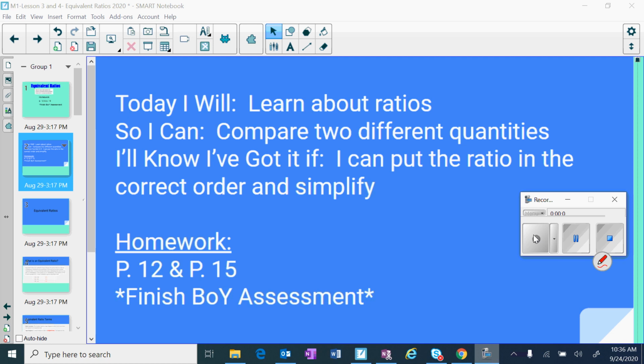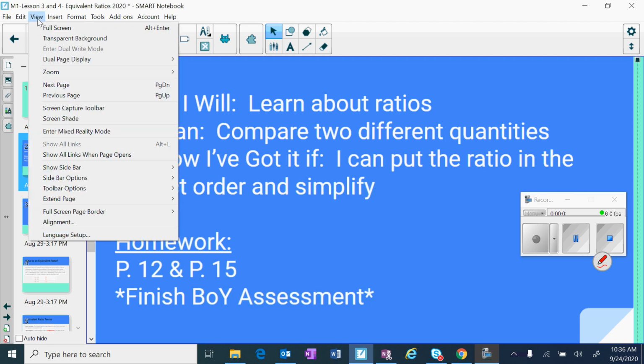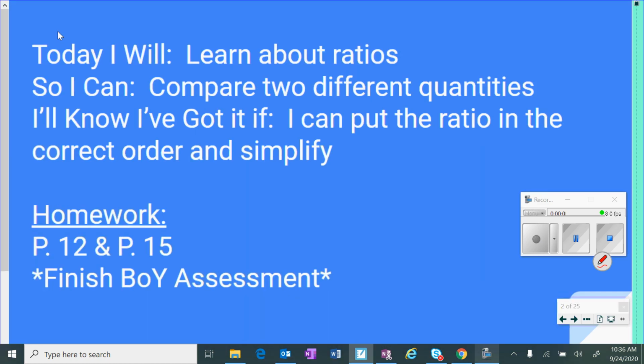Here it is today. If you can't see the front board that's on the side, it's the same image. Today we're going to learn more about ratios, so you can compare two different quantities. You'll know you got it at the end of the day if you can put the ratio in correct order and simplify. Your homework for today is page 12 and 15.